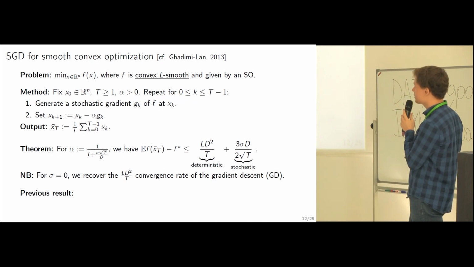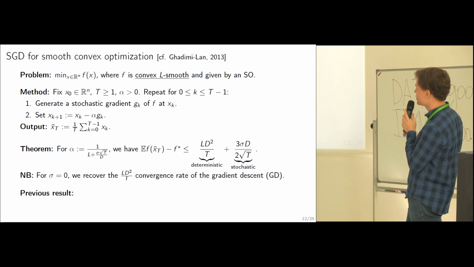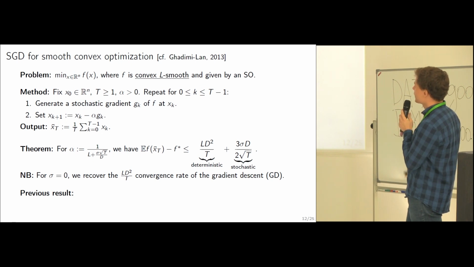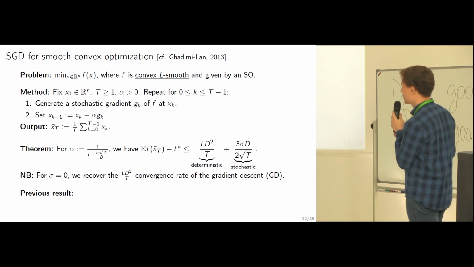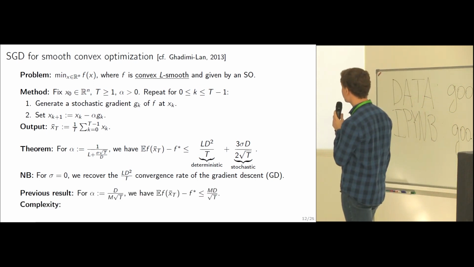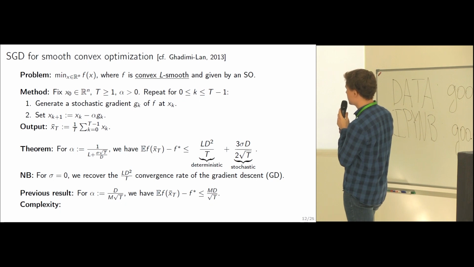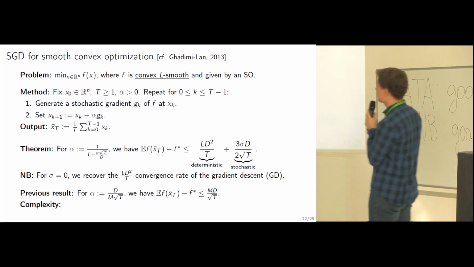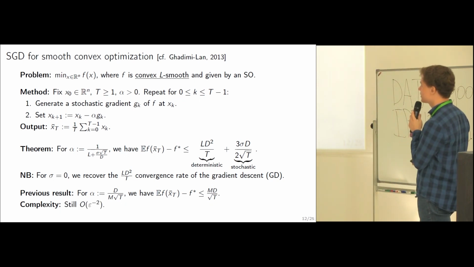And this result says that the standard gradient descent method converges faster than SGD, right? It converges as 1 divided by t. So this is the convergence of the standard gradient descent method, and this is noise. We see that this constant sigma should be small for this method to be effective. Again, the previous result was like this, and we saw the same complexity, still epsilon to the -2.